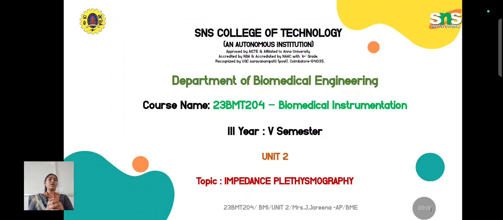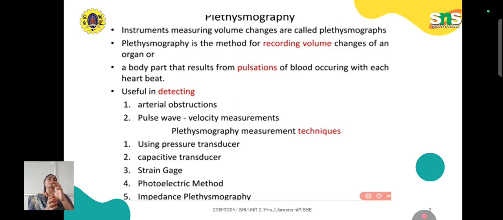In today's class, we are going to discuss one topic, that is impedance plethysmography. So first, I will talk about what is meant by plethysmography. Plethysmography is an instrument where you can measure or record the volume changes of a particular area.